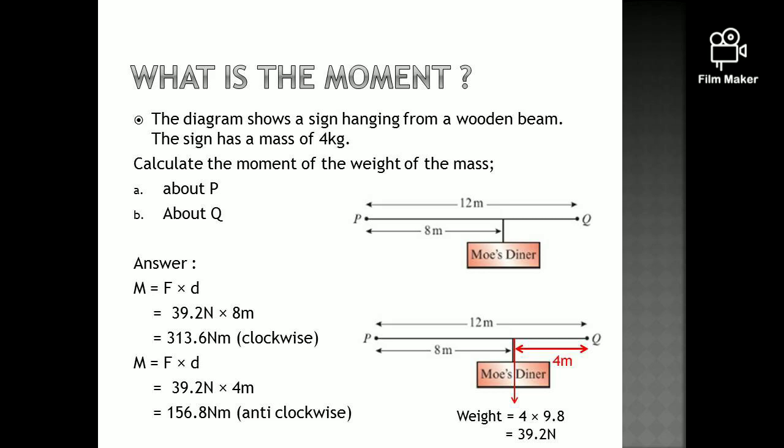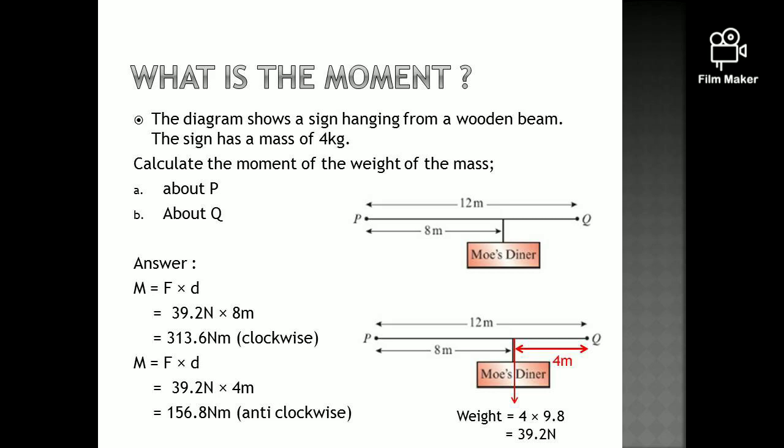If you consider from P, the force is 39.2 and the distance is 8 meters. Therefore, you can work out the moment is 39.2 into 8, that is 313.6 Newton meters, that is clockwise.